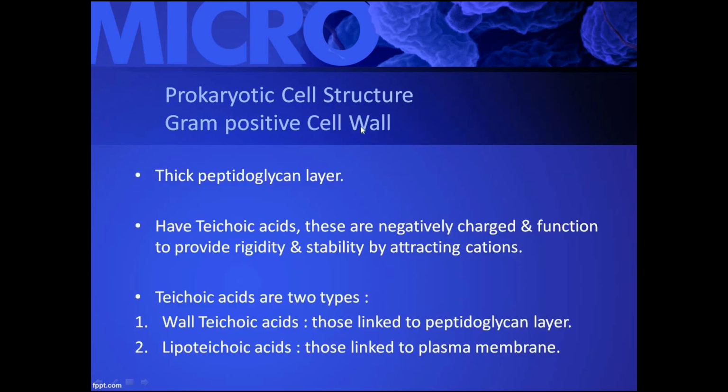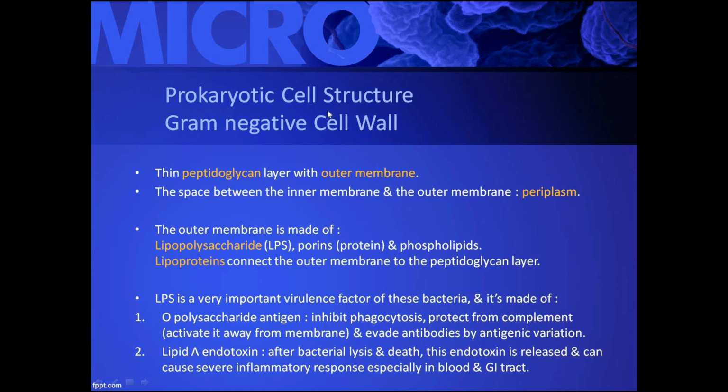Okay, so the gram-positive cell wall has a thick peptidoglycan layer with teichoic acids. These are negatively charged and function to provide rigidity and stability by attracting cations. Teichoic acids are of two types: wall teichoic acids and lipoteichoic acids. And the gram-negative cell wall has a thin peptidoglycan layer with an outer membrane. The space between the inner membrane and the outer membrane, we call it periplasm. The outer membrane is made of lipopolysaccharide, porins, and phospholipids. The lipoproteins connect the outer membrane to the peptidoglycan layer.